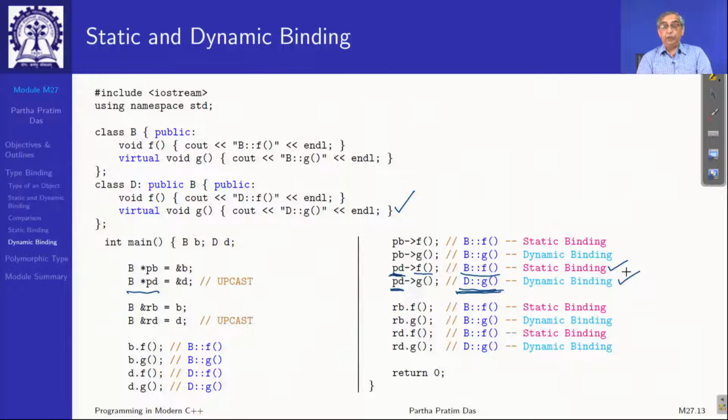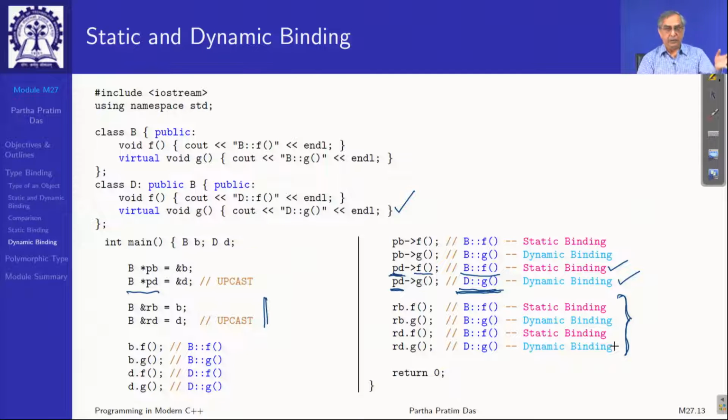Similar behavior will be seen also for the references. So, these references and these calls, if you tally, you will see exactly the same mechanism. So, we get to see that dynamic binding is possible only with virtual functions that are overridden, and if you are making the access to the function through a pointer or through a reference. Otherwise, it is static binding.